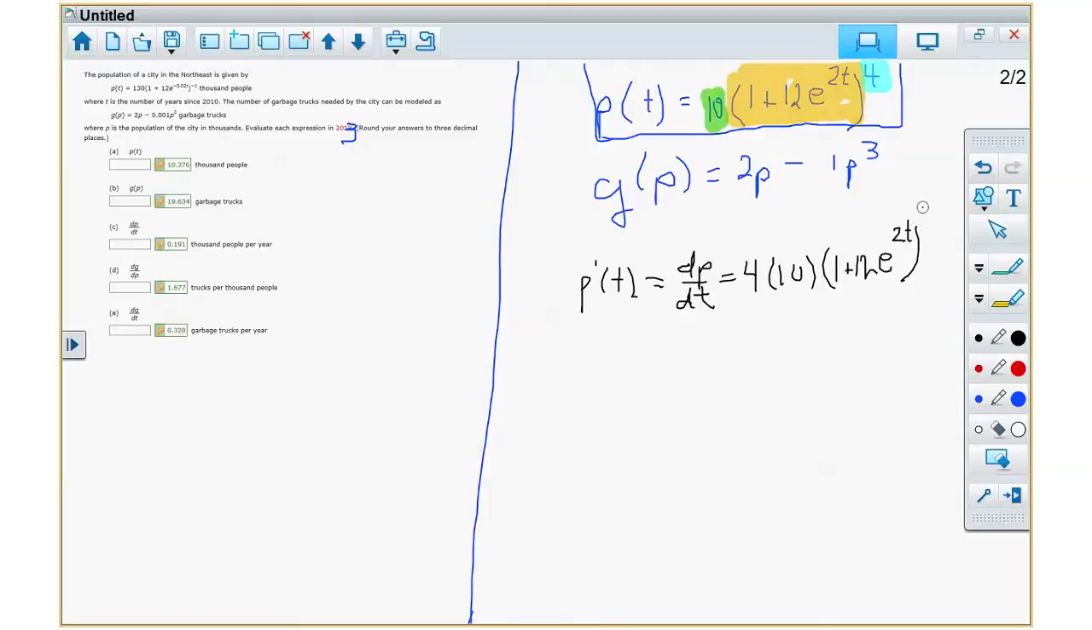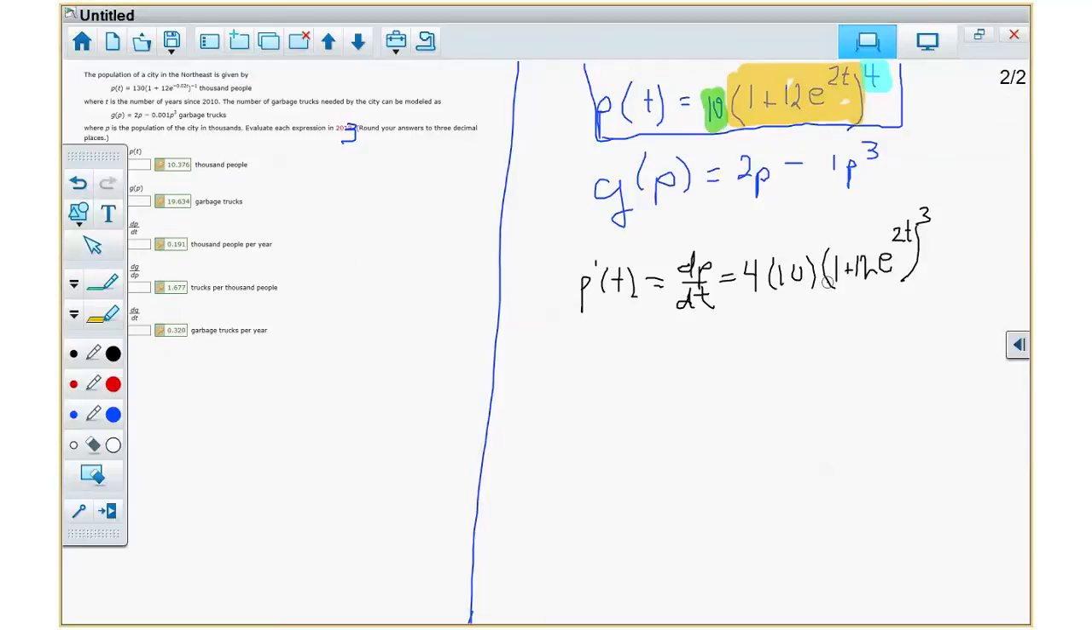What's 4 minus 1? 3. And then what's the derivative of what's inside? Well, the derivative of what's inside, I'll do the 1 for you, 0. What about this? Well, I just showed you how to do this. 24e to the 2t. Good.